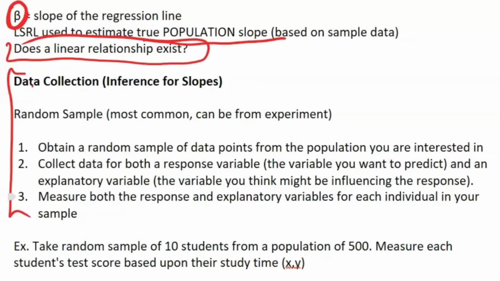So how the general data collection process goes, you can also do this with experiments, but the most common way is just a random sample. So you just obtain your random sample of data points that will be plotted for you. And you need to differentiate between your explanatory variable or independent variable, and then the dependent variable or response variable. So this makes more sense with an example.